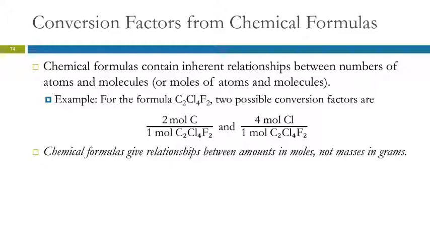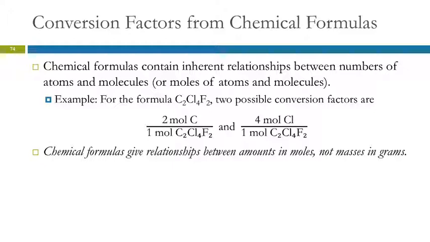We can also get conversion factors directly from the chemical formulas without using percentages, because the chemical formulas show us the relationships in terms of numbers of particles. So we look at the formula for that Freon 112, C2Cl4F2. The formula itself tells us there are 2 carbon atoms in 1 molecule of this. So there are 2 moles of carbon in 1 mole of the compound.